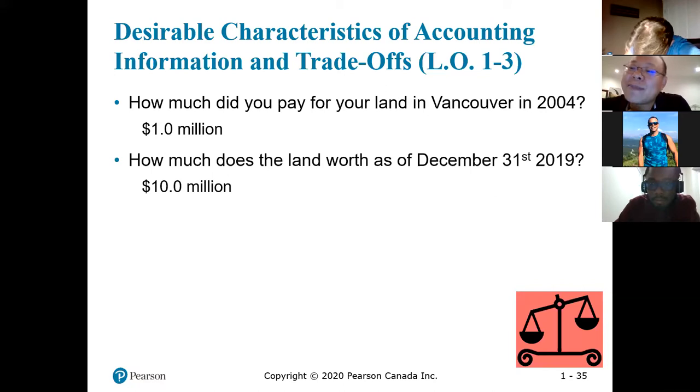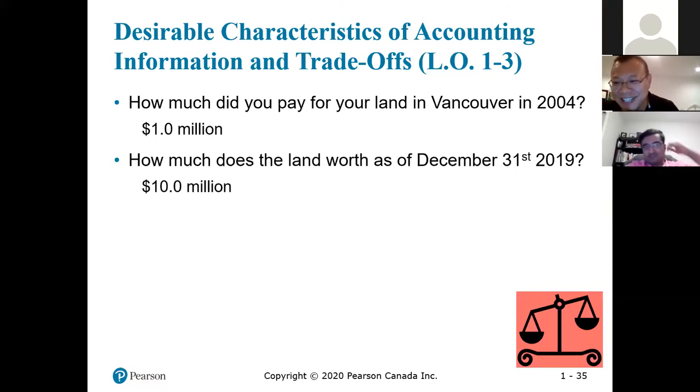And you tell me which one is more relevant. 10 million is more relevant, exactly, because we are talking about December 31st, 2019. The current market value is more relevant, because if I want to sell it, that number is closer to what I'm going to get. Even though the 10 million is not reliable, it's closer to my decision, so it's relevant to my decision. The $1 million is less relevant to my decision.